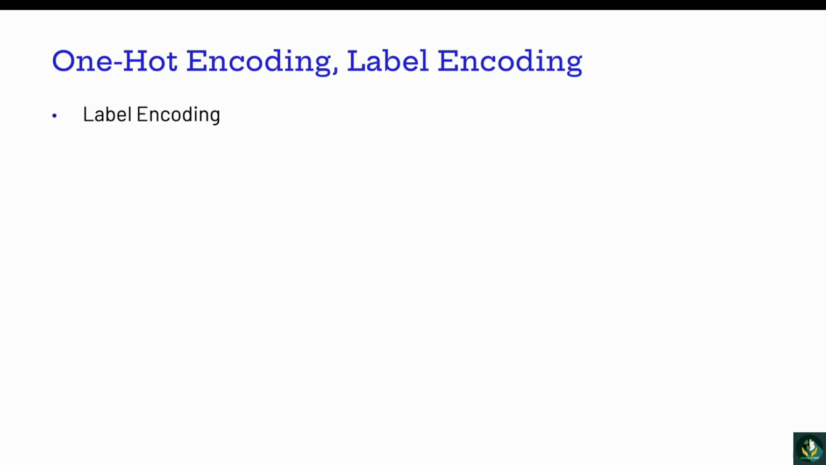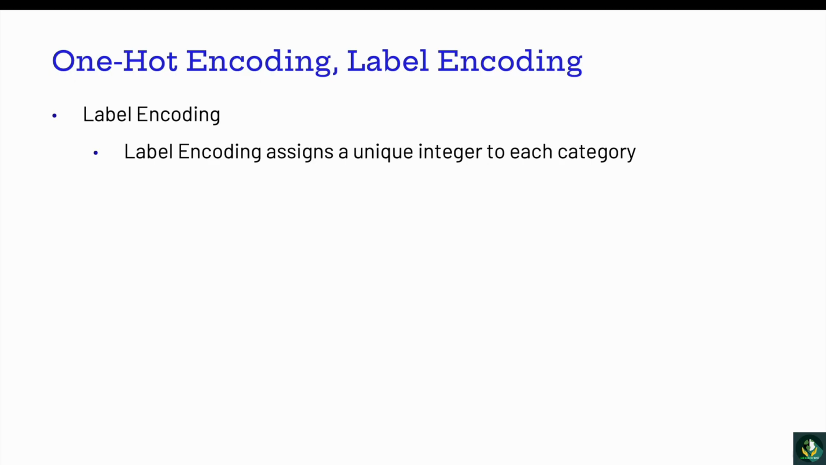Next, we have label encoding. Label encoding assigns a unique integer to each category. Example, red equal to 0, blue equal to 1, and green equal to 2. You have three distinct values.